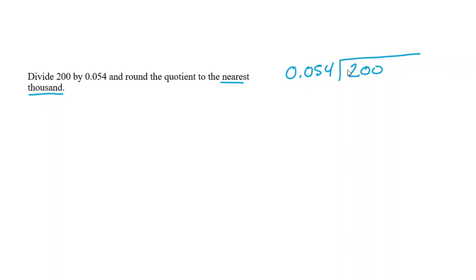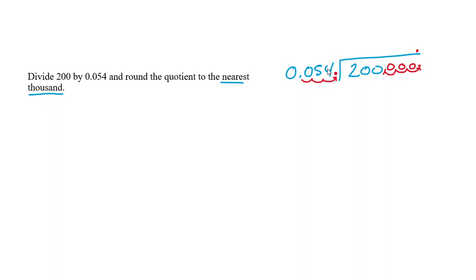There's no thousands, it's a 200. But we can see that as soon as I move the decimal over 1, 2, 3 spaces, that's going to make my numbers much bigger. So I'm adding 3 zeros at the end. Now we can clearly see that this is 200,000 divided by 54. And so it's very possible that we'll get an answer in the thousands here.